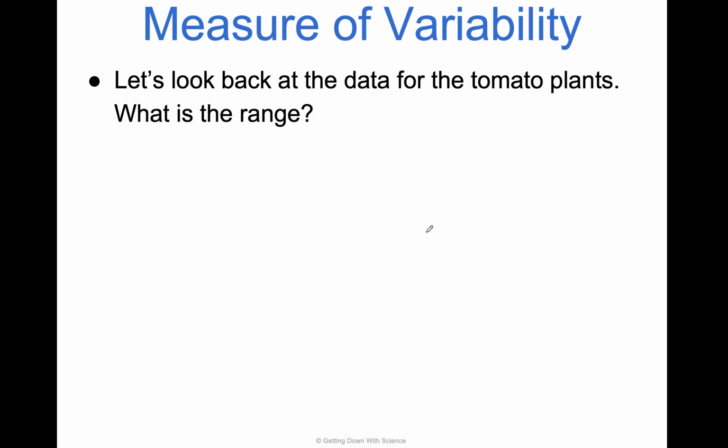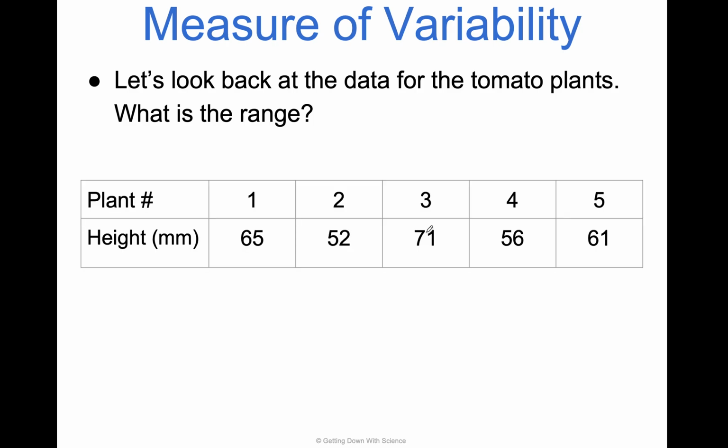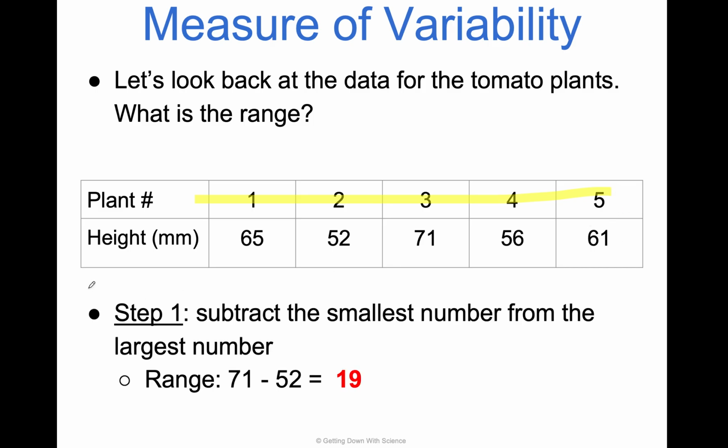So let's look back at the data for the tomato plants. What's the range? So here's our tomato plants again. We measured 5 plants. We have the data down over here. Easiest way to do this is subtract the smallest number from the largest number, so you find the difference. 71 is the largest number, 52 is the smallest. So you can see that there's a range of 19 millimeters.